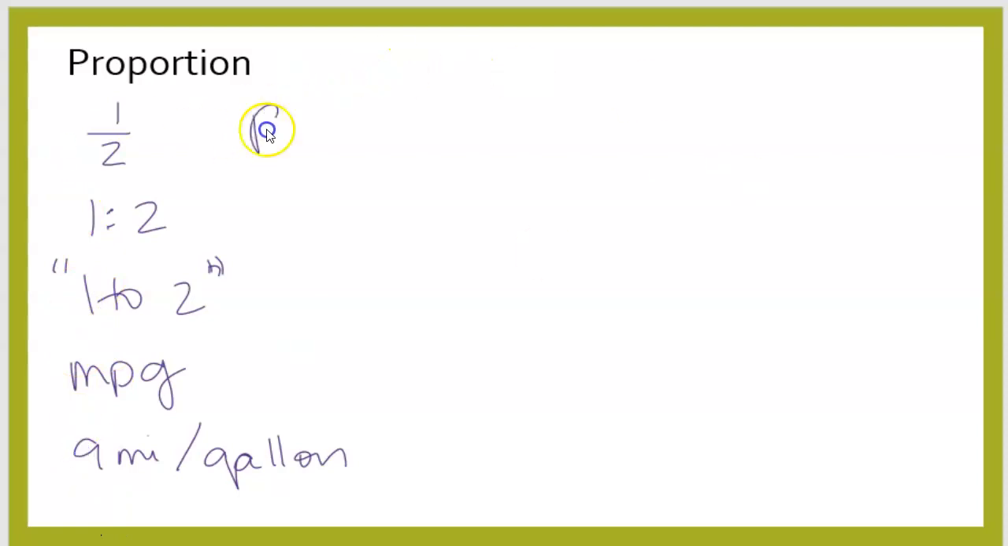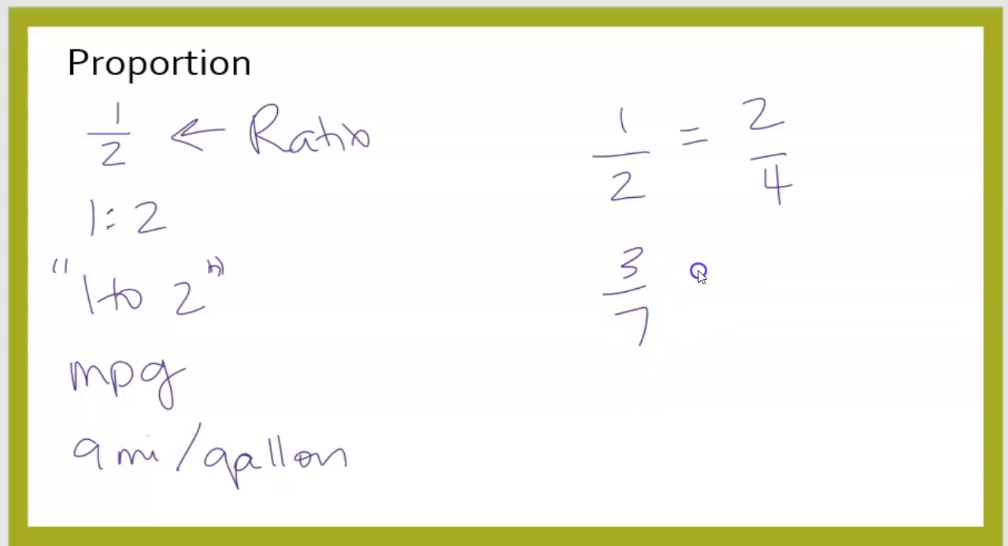And a proportion, so let me write that here. This is a ratio. A proportion is a comparison of 2 ratios. So you might have like 1/2 equals 2/4. That's true. Or 3/7 equals 12/28. And I multiply both of these by 4 to get that, by this scale factor of 4. So we're going to use the ideas of ratios and proportions a lot in this lesson.